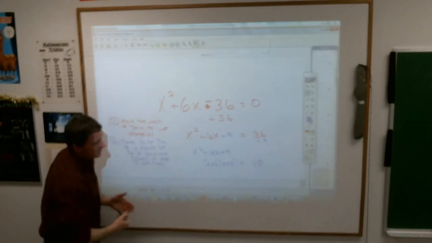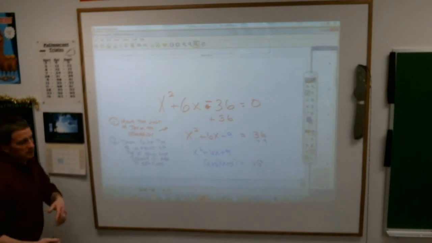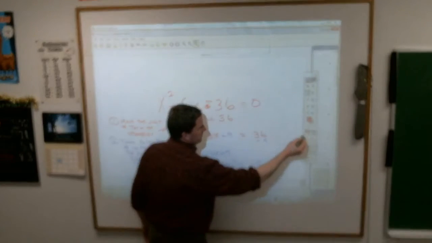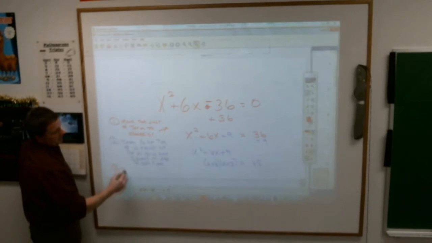It's not going to work out really too nicely, but it is something. And then I can do the thing I just did before. Take the square root of both sides. That's my step number 3. Take the square root.